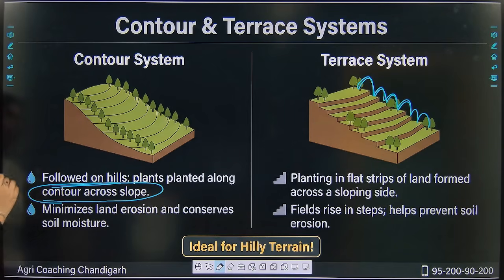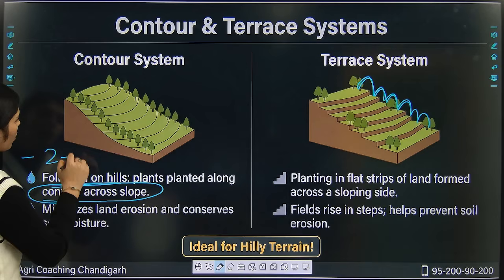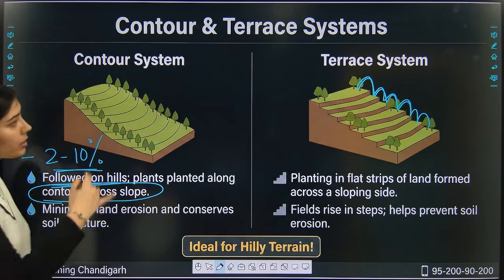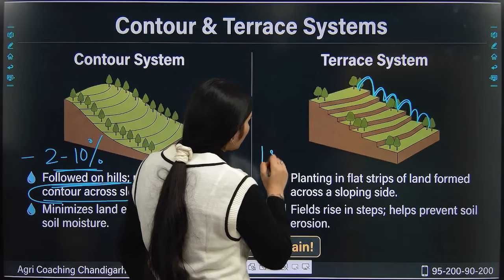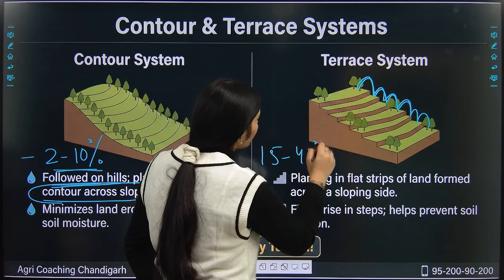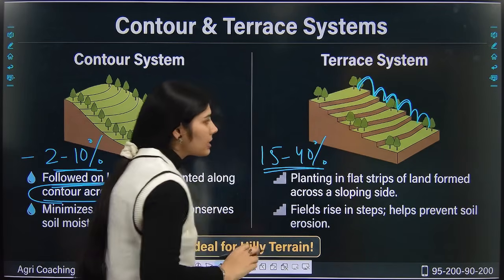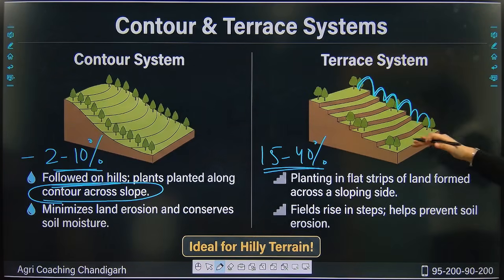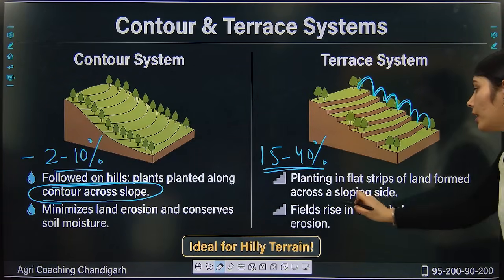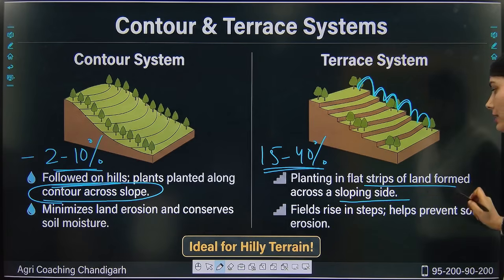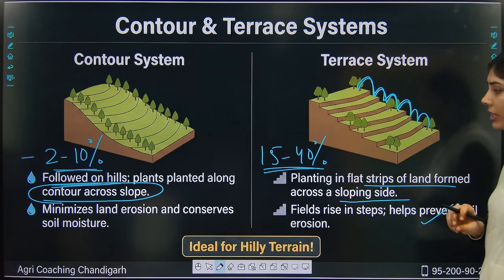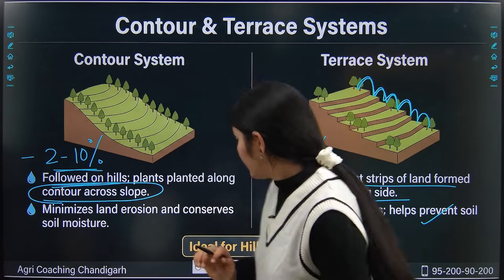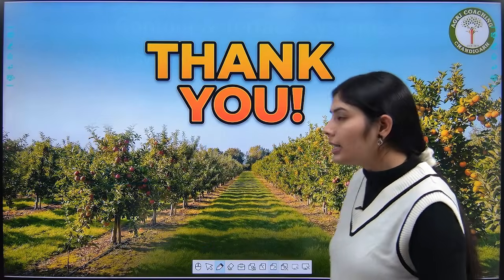So how much slope should be there for the contour system? The contour system is practiced when the slope is around 2 to 10%, whereas the terrace system is followed when the slope is around 15 to 40%. In those cases, the terrace system is followed. So in the terrace system, proper terraces are made. Terraces are made like this. Flat strips of land are made, proper terraces are made, and then we can do planting in the hilly areas. Okay. So this was the planting system in the hilly areas.